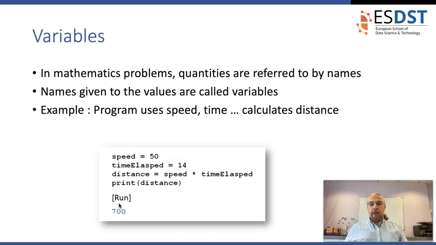We talked a little bit about variables in the past. In mathematics problems, quantities are referred to by names. Names are given to values and these are called variables. So here there's a simple program in Python that calculates the distance. We assign the value 50 to the speed, the value 14 to the time elapsed variable, then we say that the distance variable is equal to the speed times the time elapsed, and then we print it. So we have a very basic calculation of the distance and it prints 700.